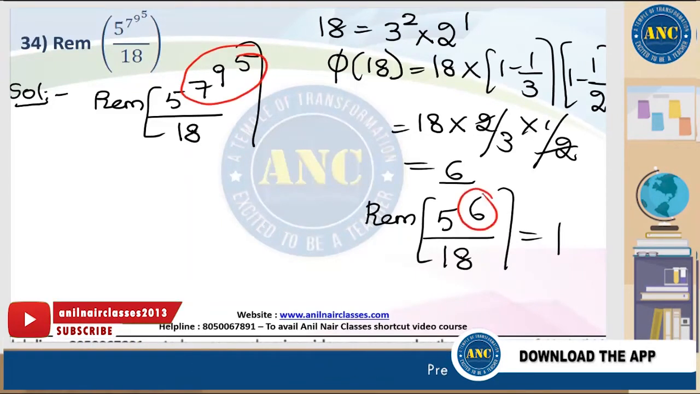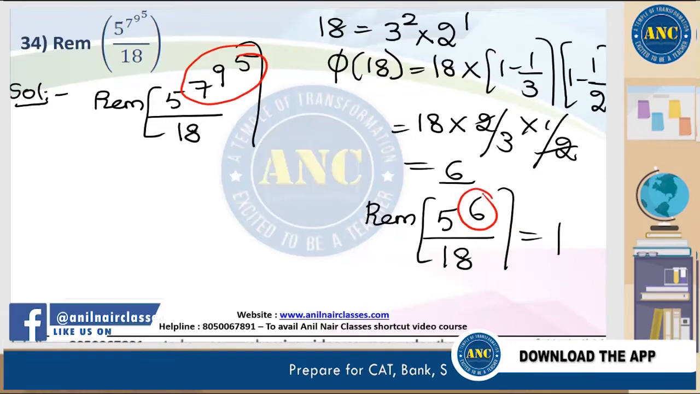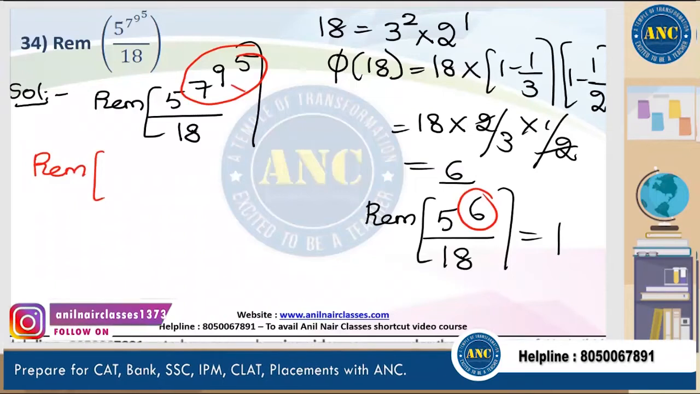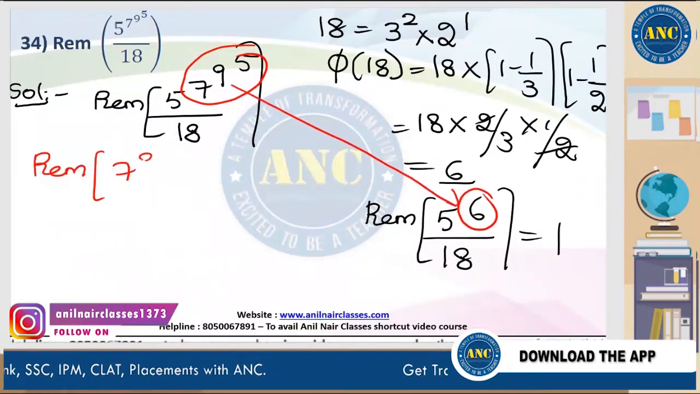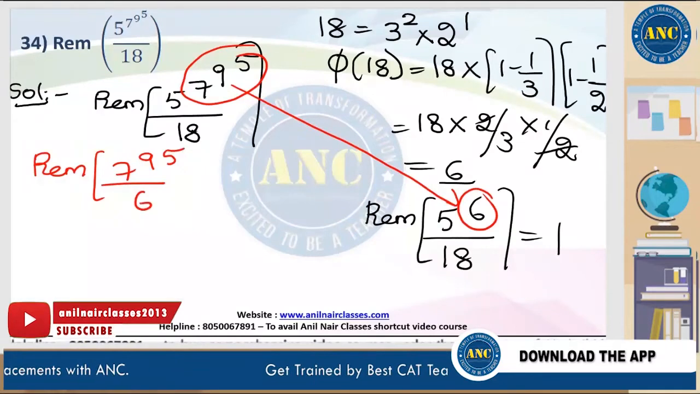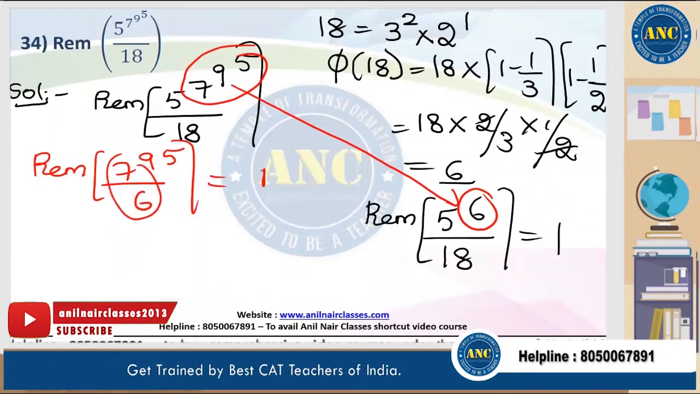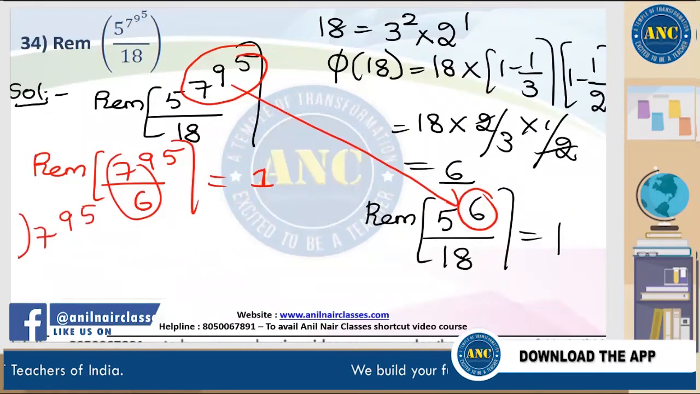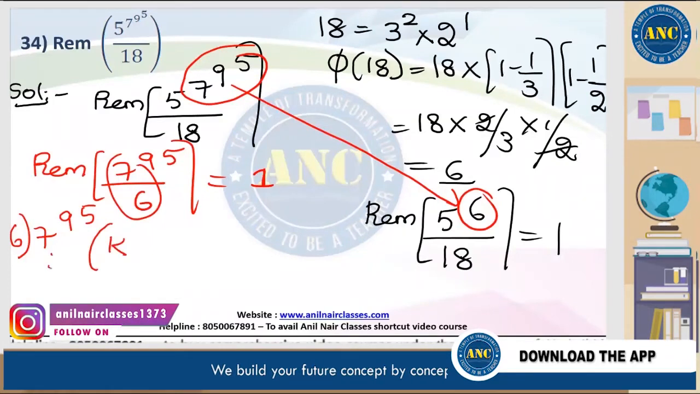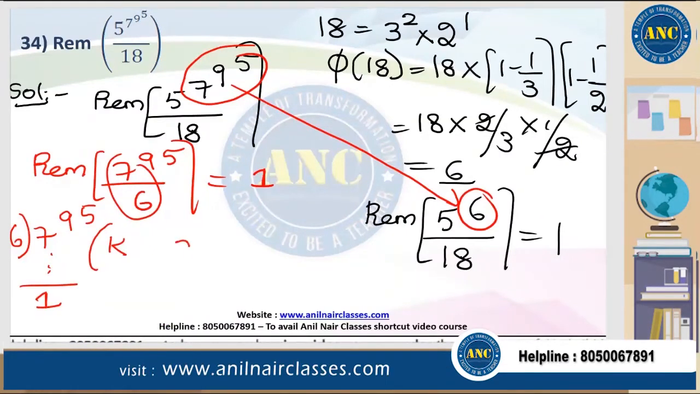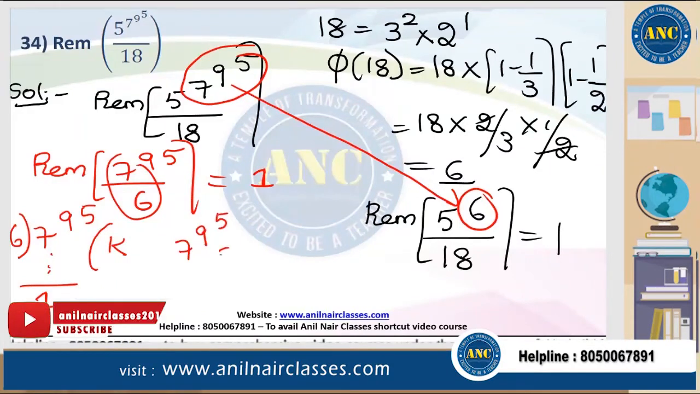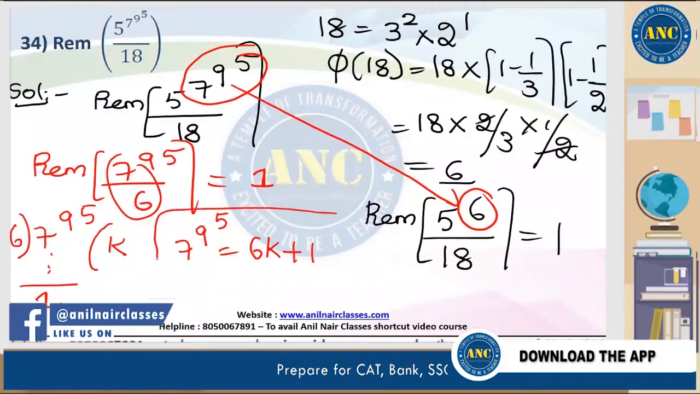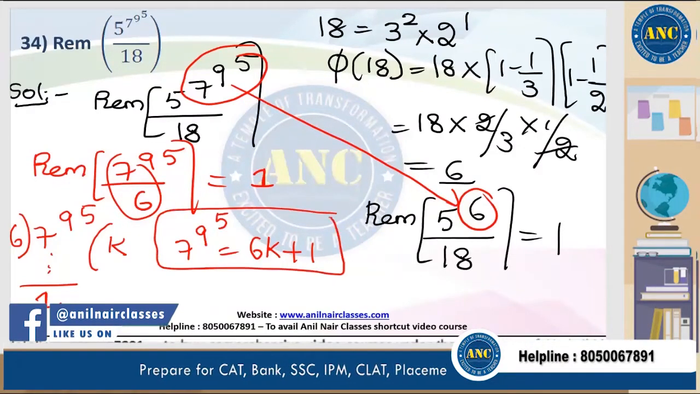Divide this number with this number. In the morning's first session we discussed close to 25 plus problems. We discussed the same model. Divide this with this: 7 power 9 power 5 divided by 6. 6 ones are 6, remainder 1. When I am dividing by 6, the quotient is k and the remainder is 1. Dividend is nothing but divisor into quotient plus remainder. So 7 power 9 power 5 when divided by 6, remainder is 1.